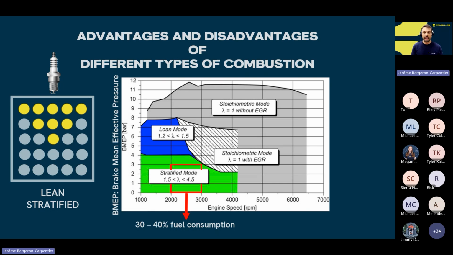So of course that's one of the strategies. But again, if we want to accelerate and get some speed, we then switch to a stoichiometric mode, because that stratified mode is no longer an advantage for the engine.